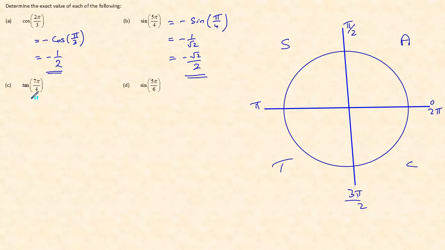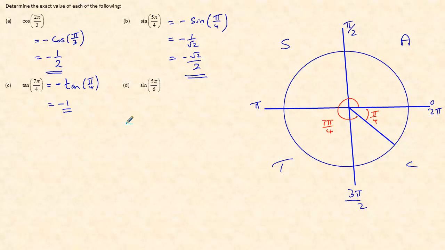Now we want tan 7 pi by 4. All the way round, 2 pi is the same as 8 pi by 4. So we must be 1 pi by 4 before we get all the way round. So in other words, this angle here is 7 pi by 4, and the associated acute angle is pi by 4. We're in the C quadrant, so the tangent will be negative, so that's negative tan of pi by 4, and we know tan of pi by 4 is equal to 1, so this is going to be negative 1.